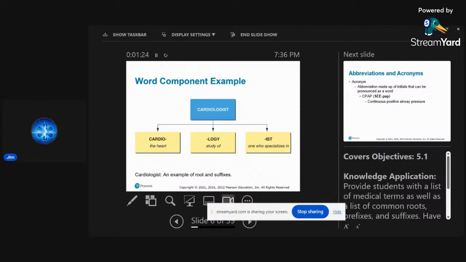Word component examples like cardiologist, the root is cardio, which means heart. Ologist, which means study of, and is one who specializes. So one who specializes in the study of heart, or cardiologist.